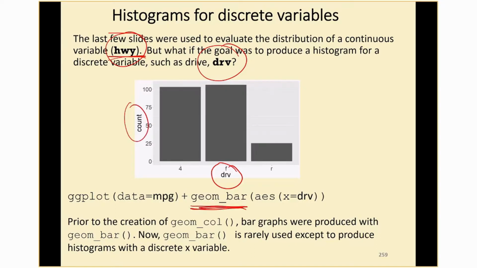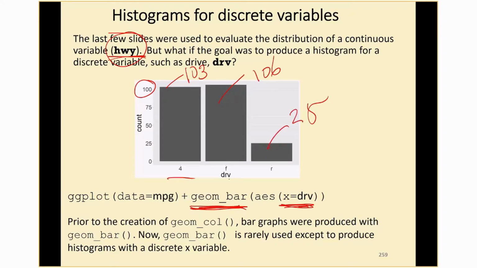Now, in the past, we used to use geom bar to make column plots. We no longer do that. We only use geom bar for making histograms when we've got discrete variables, and the code is really simple. You just say geom bar, and you ask it, hey, what's the discrete variable for which you want the number of counts? So if I specify x is equal to drive, I can see if I look at here that I've got, in fact, 103 records here, 106 records here, and 25 records here, for these 3 different drives.